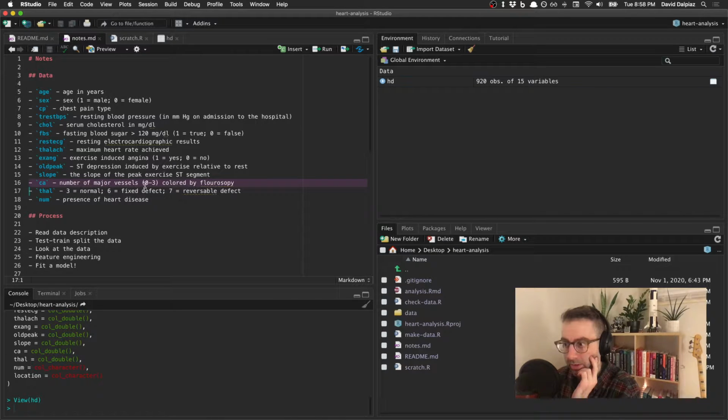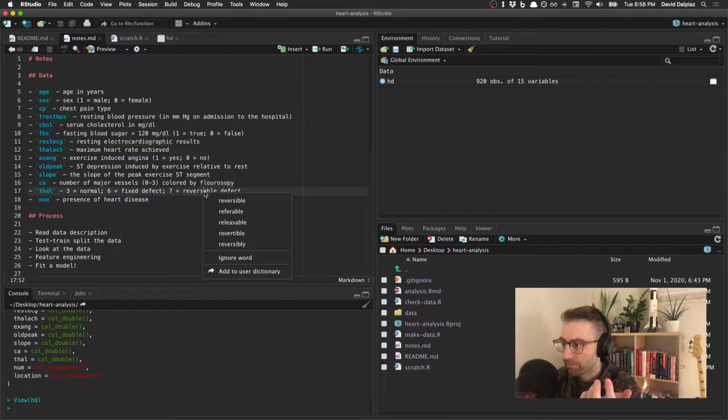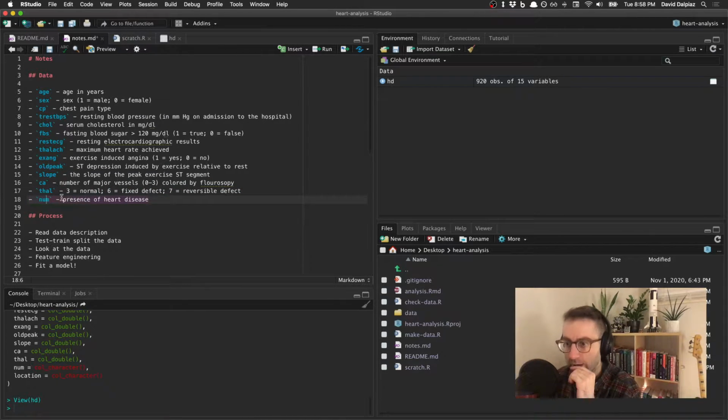This variable we still weren't really sure on, but I don't think we were going to use it anyway, for reasons we'll talk about in a second. That's funny because that's copied out of the document. But anyway, this was a variable about whether or not your heart was normal. For example, you could have a defect that was fixed or a reversible defect that was not fixed. And this num was presence of heart disease.